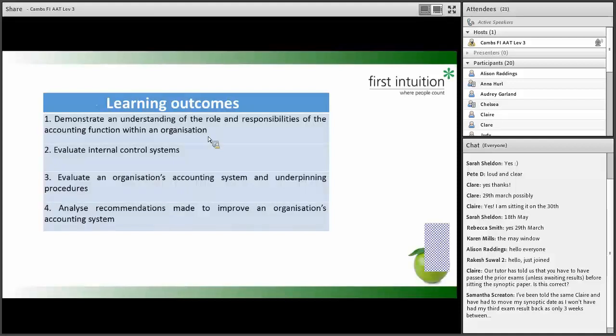So those are our learning outcomes. Really important to bear those in mind when you're doing your revision for the exam. This is what you're going to be tested on, so you need to make sure that you're thinking about your knowledge in terms of these learning outcomes and what you're being able to prove that you're achieving through this exam.